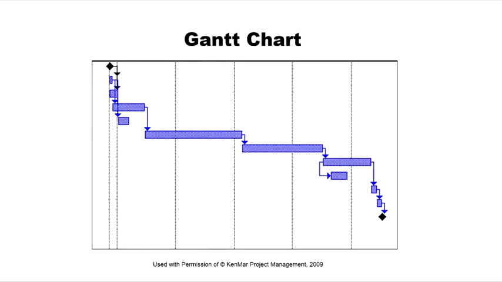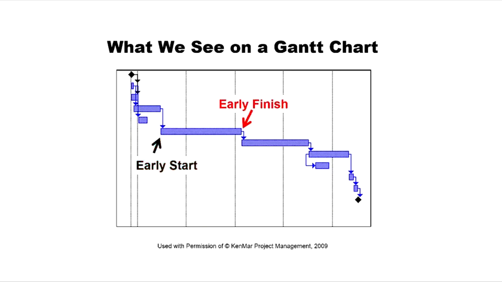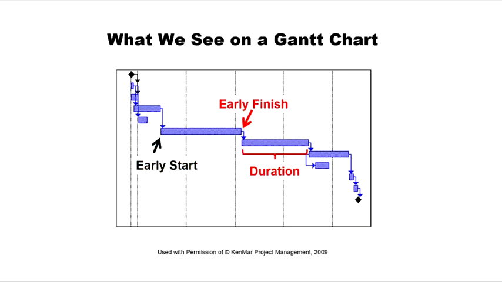Gantt chart, what do we see on a Gantt chart? Early start, early finish, task duration. The connecting lines that we see on there, they're exactly the same connecting lines that we've seen before. Either a dependency line or a predecessor line. If we say this task is followed by another task, that task is dependent. If we say this task had something that happened before, then we talk about a predecessor line.